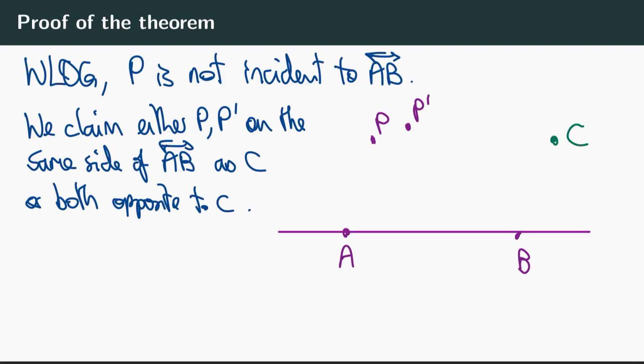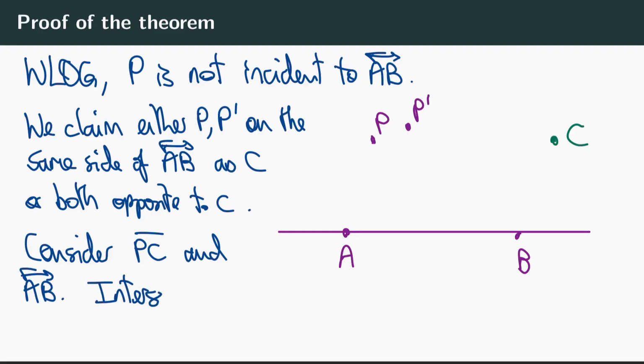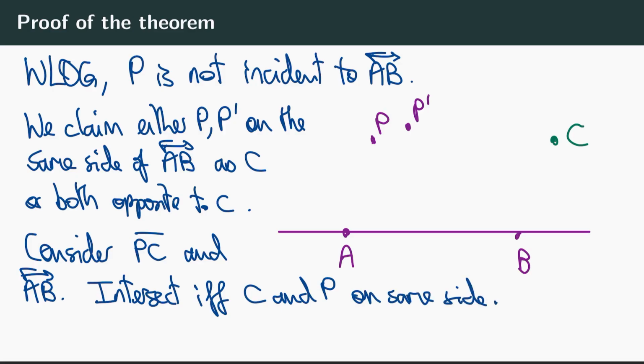So the reason is, we're going to consider the intersection of the segment PC and the line AB. So they intersect if and only if C and P are on the same side. Right? That's our definition of being on one side or the other of this line.